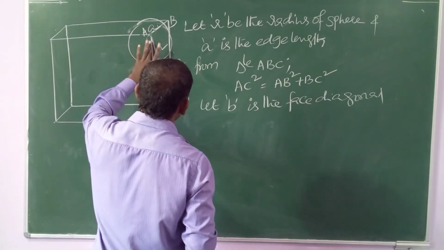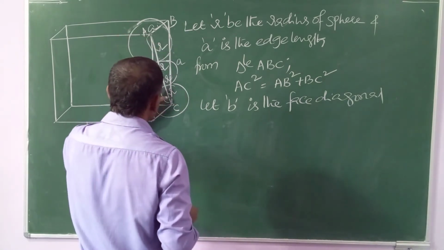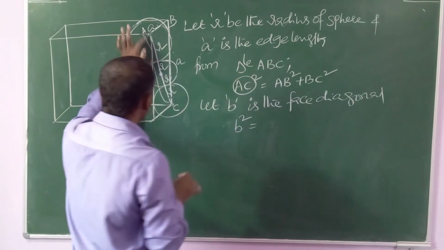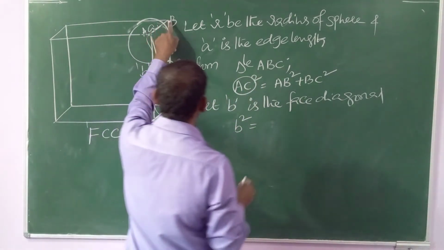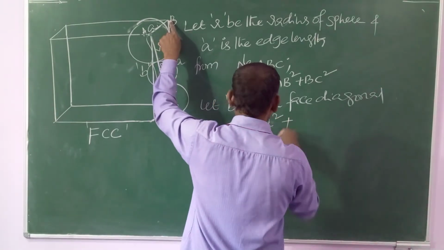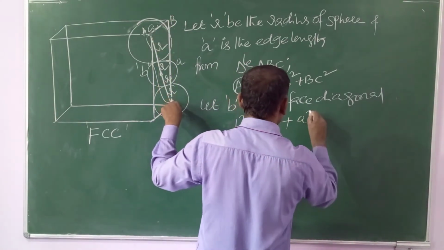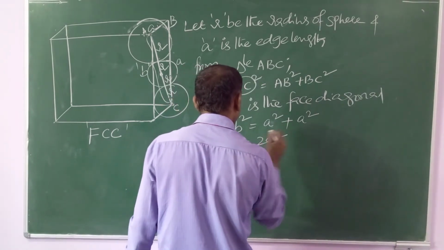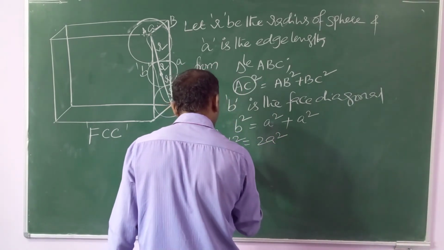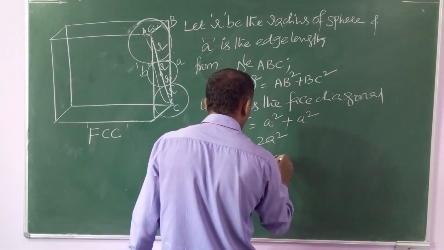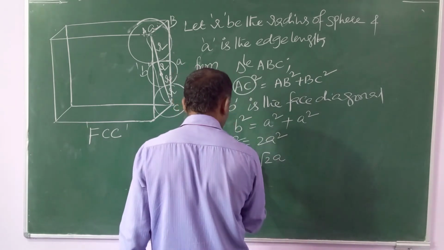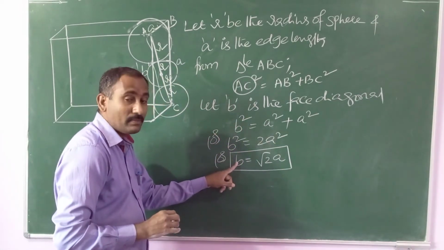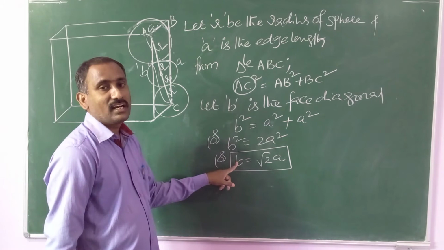Therefore AC is nothing but face diagonal. Therefore AC square is nothing but B square, equal to AB square plus BC square, which is A square plus A square, so B square equals 2A square, or B equals root 2A. Very important, this shortcut formula for objective exam: B equals root 2A, where B stands for face diagonal.